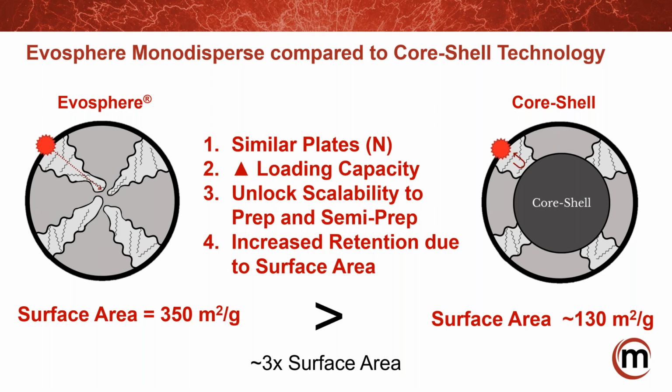And so what does that allow you to do? Well, now you can pack semi-prep and prep columns. You get a little bit more retention, similar to fully porous. So there's going to be situations where the surface area really comes in handy, because you have a surface area of 350 meters squared per gram, which is almost 3 times the surface area of the core shell material. You can get more interaction with the stationary phase. So we're showing higher efficiency, more retention, and scalability to prep.